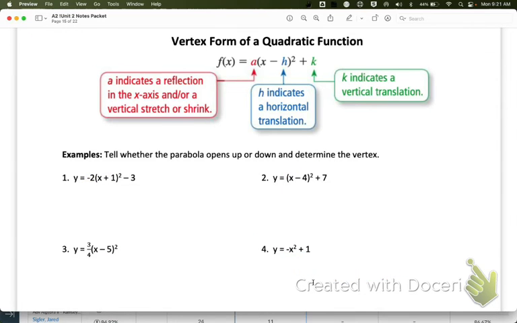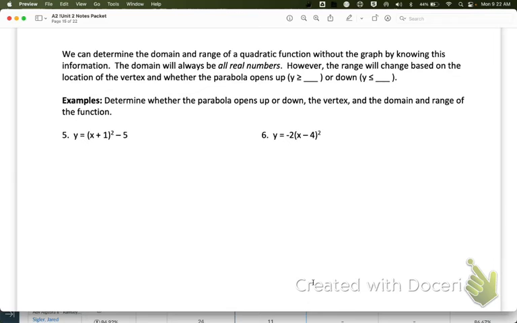Now, because we know how a parabola behaves, we really don't even have to see the graph to be able to decide what the domain and the range are. We know the domain is always going to be all real numbers, and then the range is only going to change based on the vertex and whether it opens up or down. The vertex is going to tell us either the highest point or the lowest point, depending on whether it opens up or down. And so the y value is always going to depend on the k of the vertex. So if the parabola opens up, our range is always going to be y is greater than or equal to k. And if our parabola opens down, then it'll be y is less than or equal to k. Every single time, that's how it's going to work.